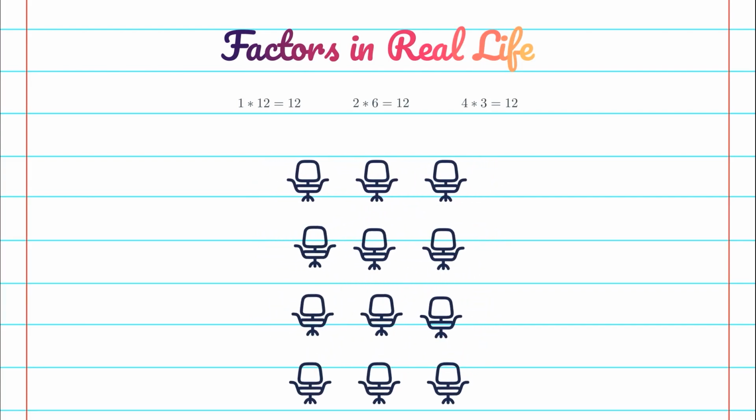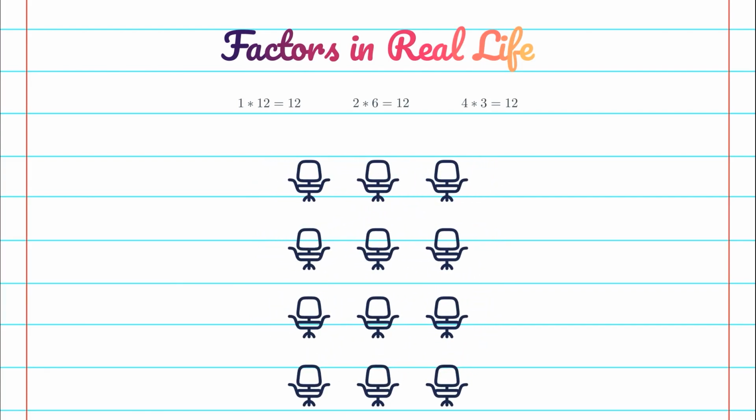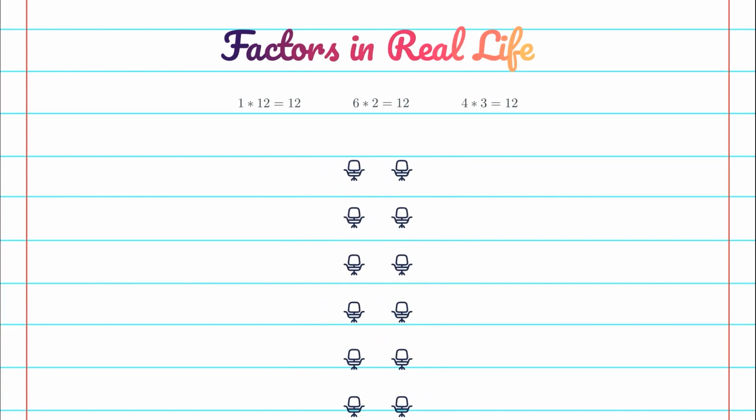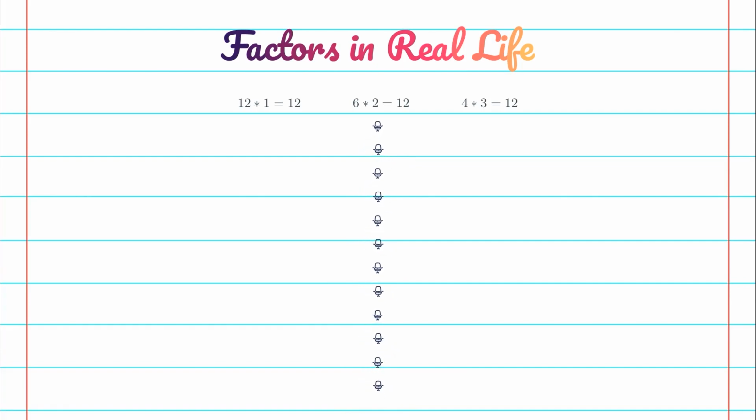Similarly, we can swap the numbers in the other combinations as well. After swapping 2 and 6, we get another arrangement like this. And finally, after swapping 1 and 12, we get another arrangement like this. So I hope with this example, you can see how factors can be used to solve real life problems.